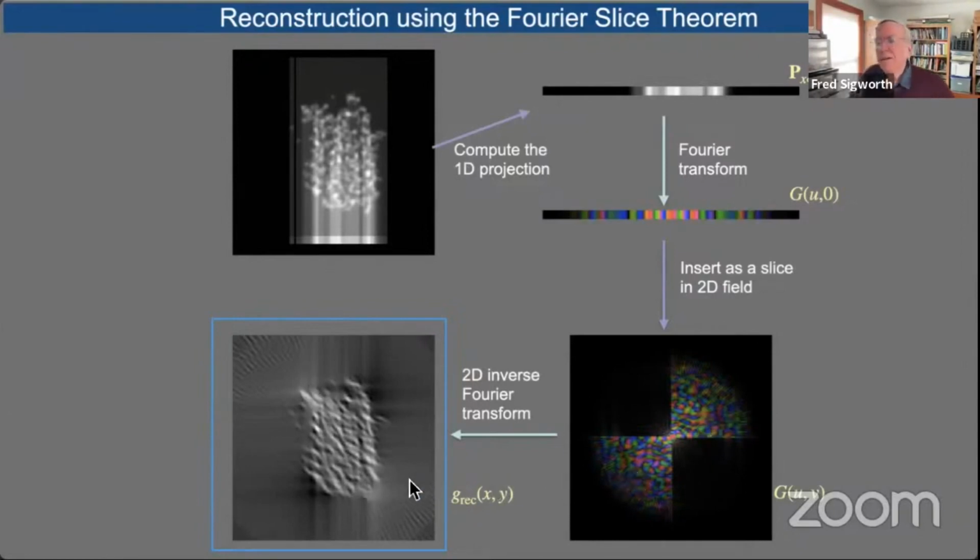This is the origin of the famous missing wedge problem in electron tomography, where you cannot gather information through the entire plane. And so you get reconstructions that have this so-called missing wedge artifact.